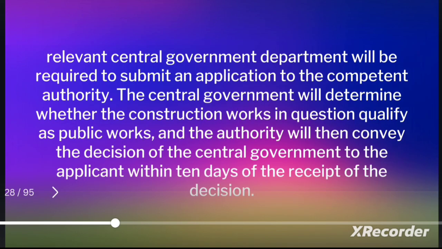The relevant central government department will be required to submit an application to the competent authority. The central government will determine whether the construction work in question qualifies as public works, and the authority will then convey the decision of the central government to the applicant within 10 days of the receipt of the decision.